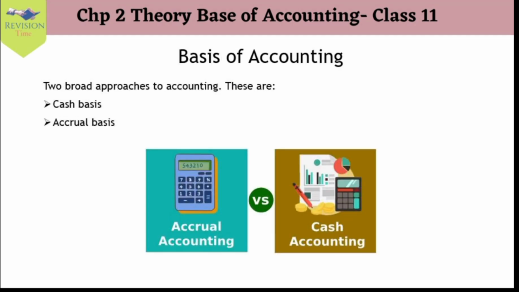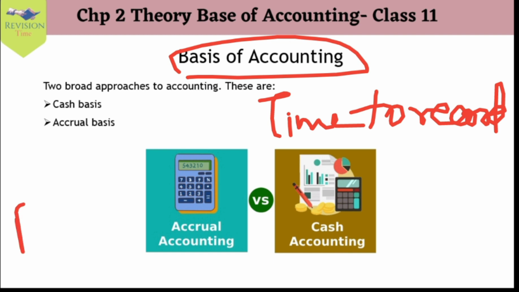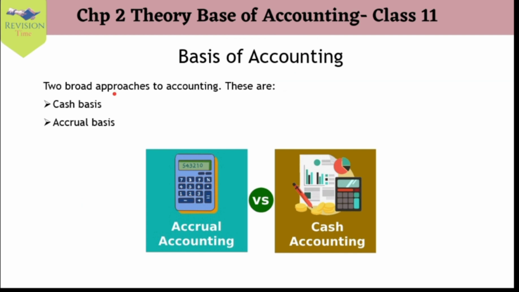Next one we have is basis of accounting. Basis of accounting is nothing but the time to record. When to record the transaction is nothing but basis of accounting. It describes how the financial activities must be recognized and recorded in the books of account. When to record a particular transaction in the books of account is nothing but basis of accounting. So there are two bases, cash basis and accrual basis.